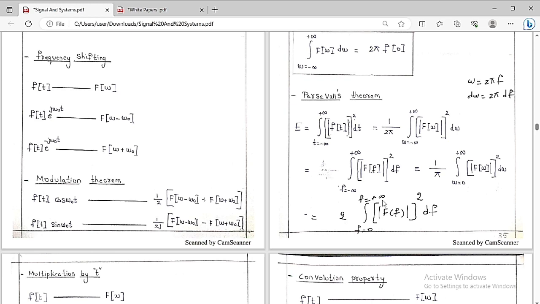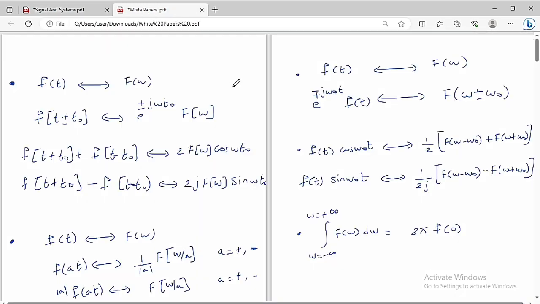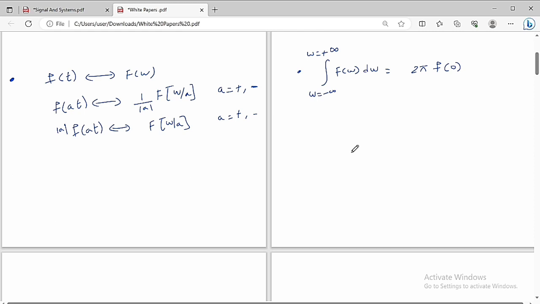Finally, let me write the expressions here so that you can easily understand the equations. So what is our E formula? E is equal to integration from t is equal to minus infinity to plus infinity of mod of f of t whole square into dt. Or we can write 1 by 2 pi integration from omega is equal to minus infinity to plus infinity of mod of f of omega whole square d omega.